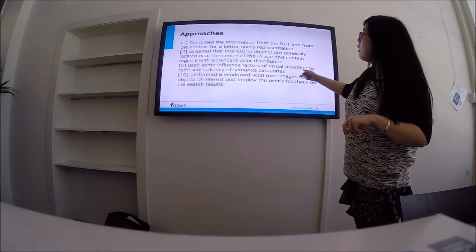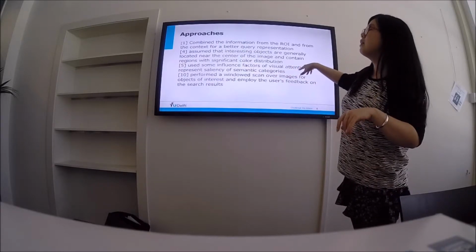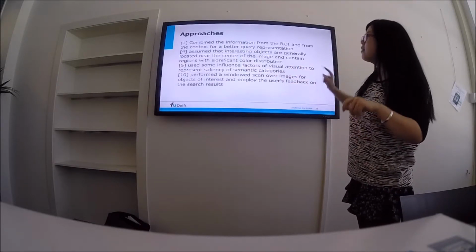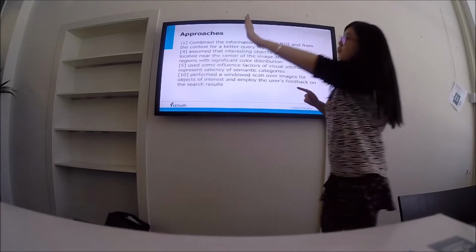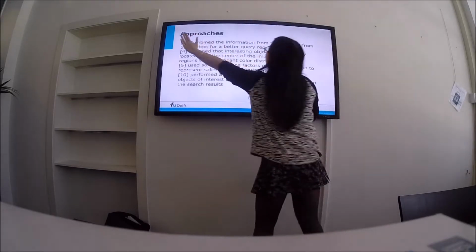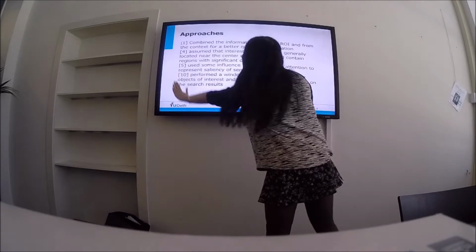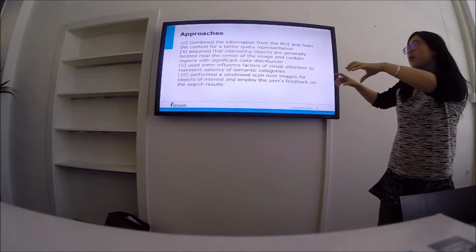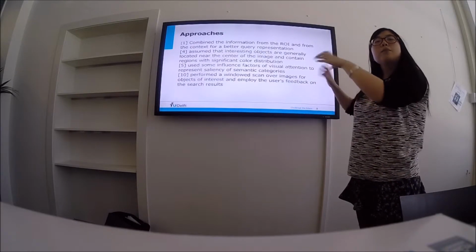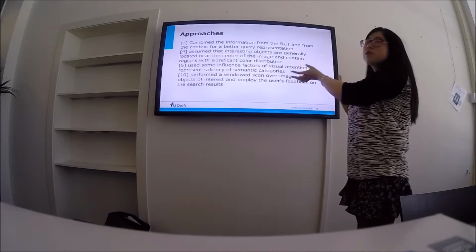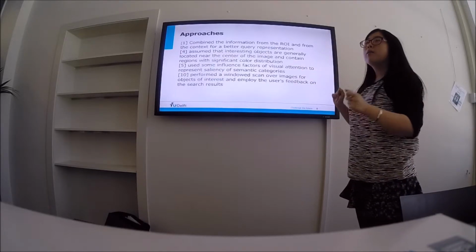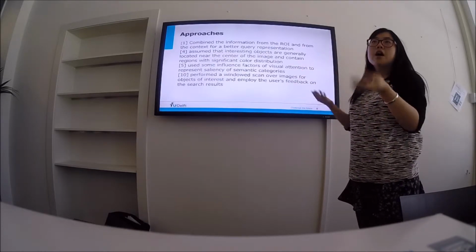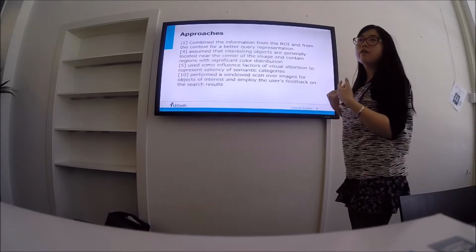And this is about the semantic categories, and this one is also interesting. For example, it uses a window that just goes through the images to find the region of interest. That makes the region of interest more reliable, but it is also very computationally expensive.